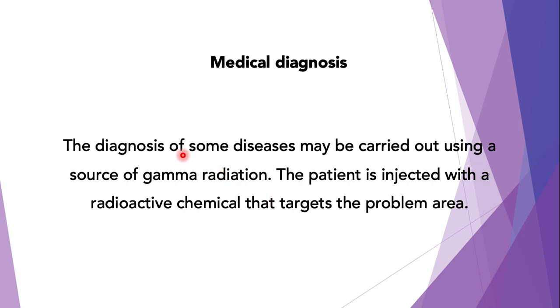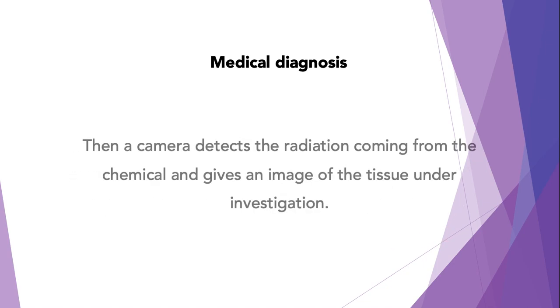The diagnosis of some diseases may be carried out using a source of gamma radiation. The patient is injected with a radioactive chemical that targets the problem area. It may accumulate in a bone, for example. Then a camera detects the radiation coming from the chemical and gives an image of the tissue under investigation. So this is how we can use radioisotopes in medical diagnosis.